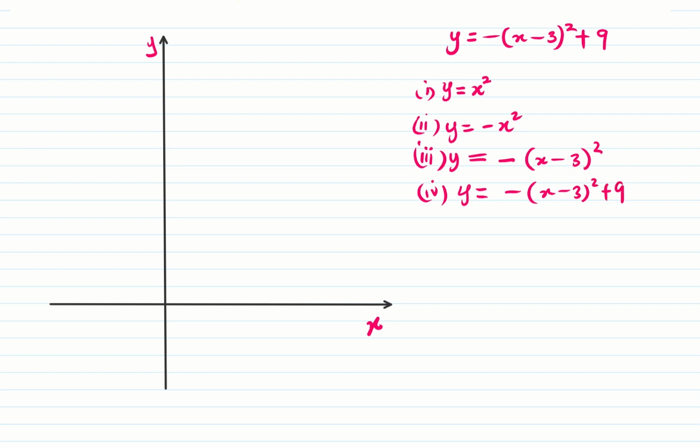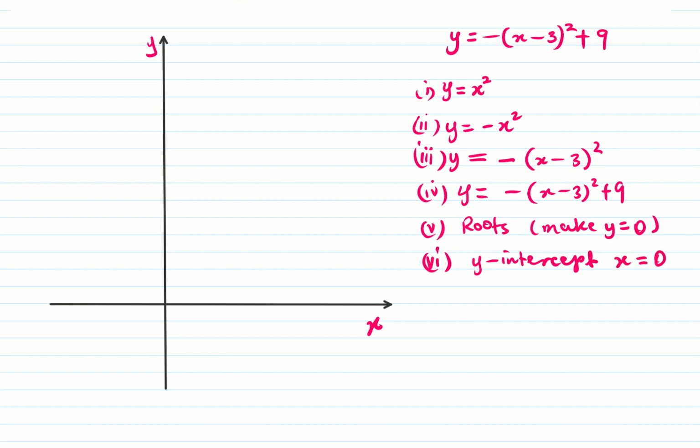Then we can look out for the roots, that is make y 0, and solve for x. We look out for the y-intercept, that is easy. We make x 0 and then find the value of y. Basically I think that will be done because we can easily find the minimum or maximum from this. I think it's going to be a maximum because it's a negative graph, isn't it? So it's going to be a maximum.